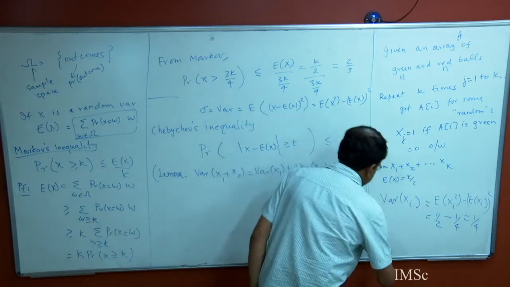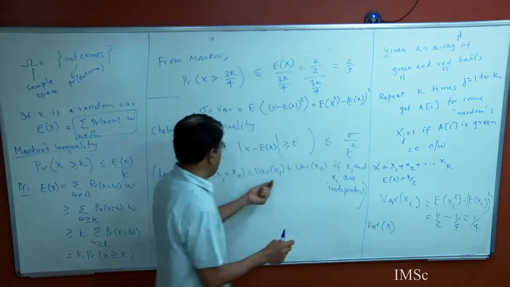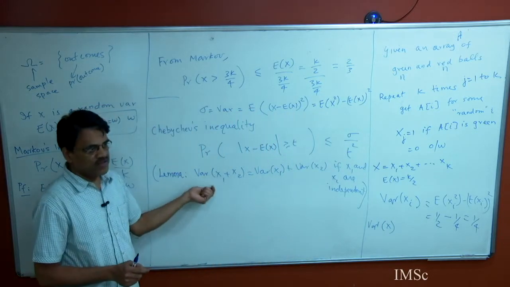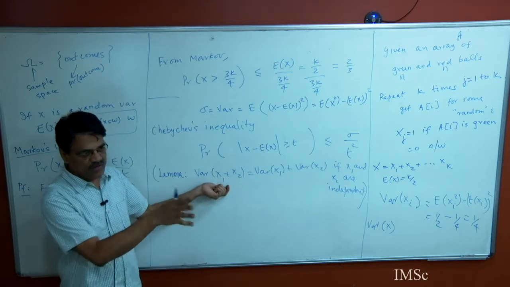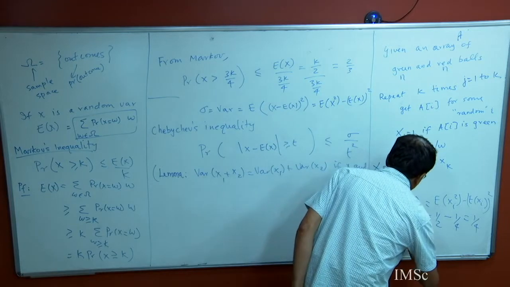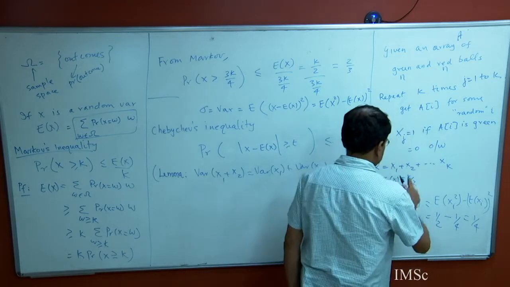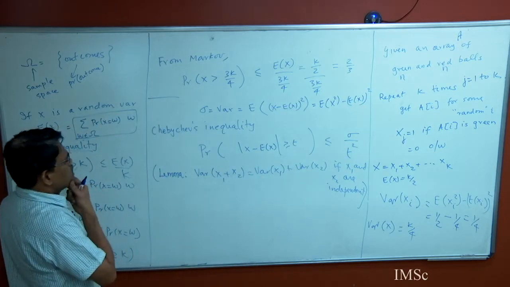So variance of x would be, you sum them up. In fact, this is true not just for two events, you can generalize it for multiple events. So for k events, you just add the variance of each one of them. So that would be k by 4, right? 1 by 4, 1 by 4 at each place.